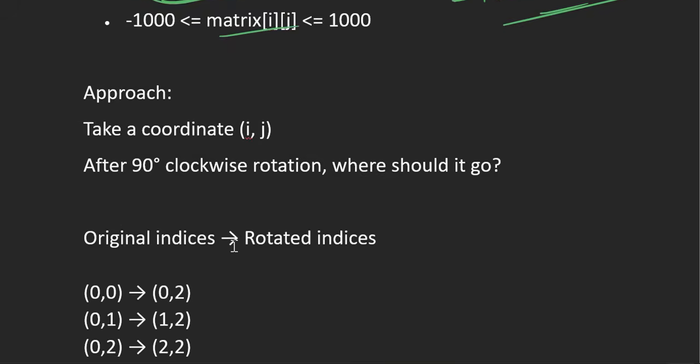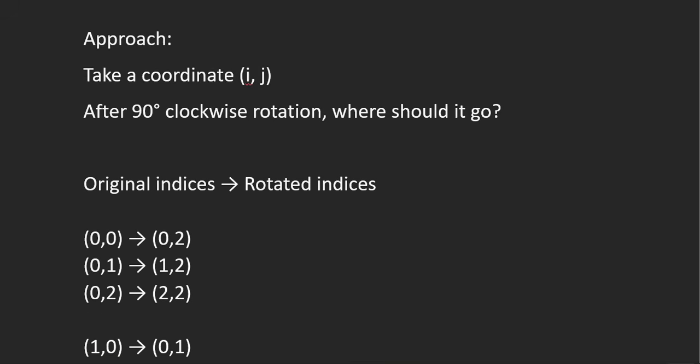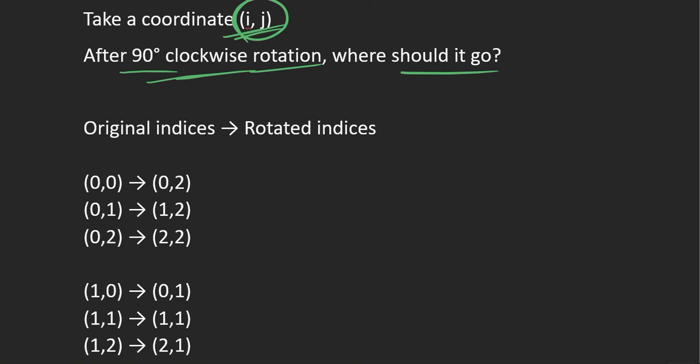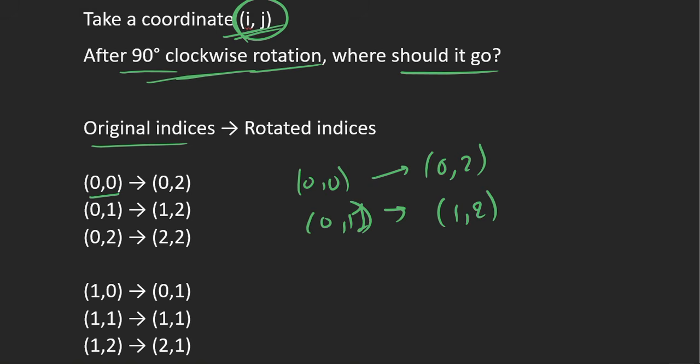So let's move to the approach part. If we take a coordinate i, j, after 90 degree clockwise rotation, where will this coordinate i, j go? Let's try to see it with the help of an example. We are given the original indexes. So 0,0 will go to 0,2, 0,1 will go to 1,2, 0,2 will go to 2,2.